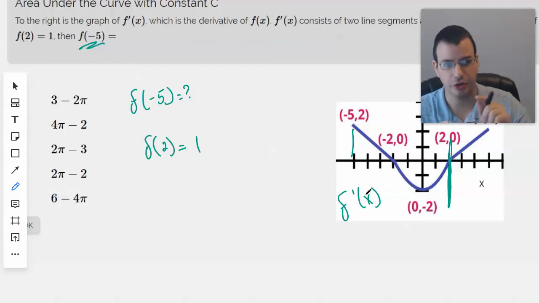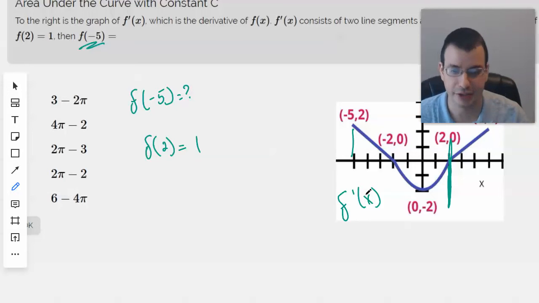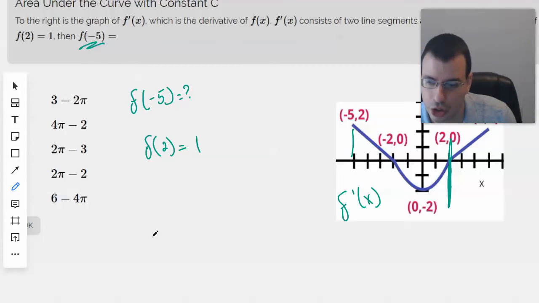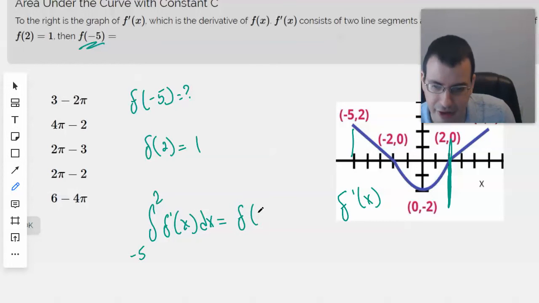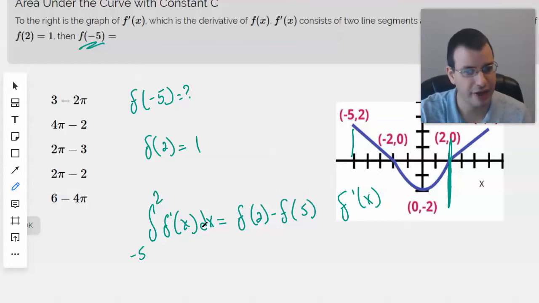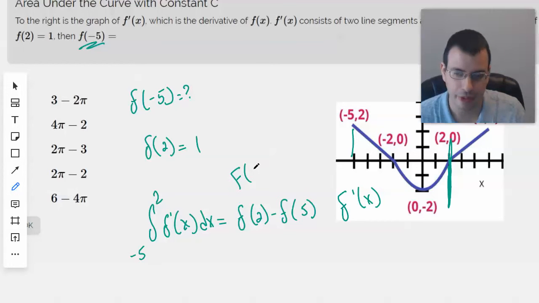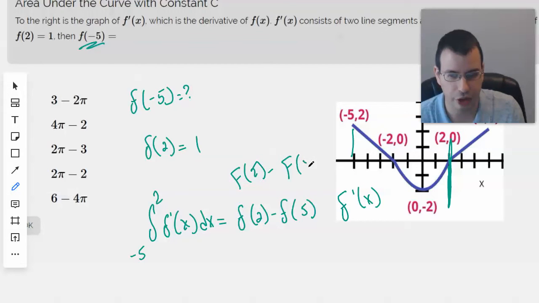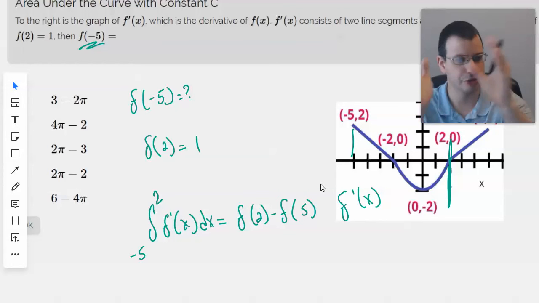So the integral of f prime of x will be f of x. Okay, I think we got something here. So if we integrate from negative 5 to 2 of f prime of x dx, this will give us f of 2 minus f of negative 5. So you're used to seeing f right here, an integral with f of x gives you something like this. But since we're given f prime of x, it's kind of like we shifted the whole integral thing to one direction.